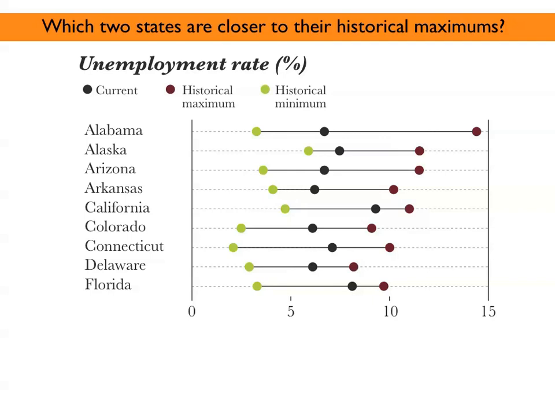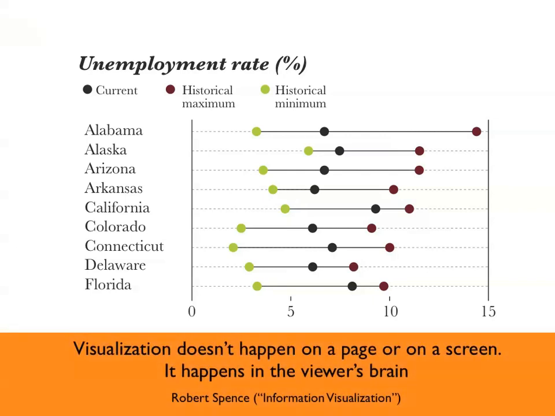Robert Spence, an expert in information graphics, wrote once that visualization is not something that happens on a page or on a computer screen. Visualization is something that happens in the viewer's brain. When facing new information, and no matter in what format, the human brain tries to figure it out. It tries to create a mental map of it. So we have to design our graphics in ways that aid the brain in that task.